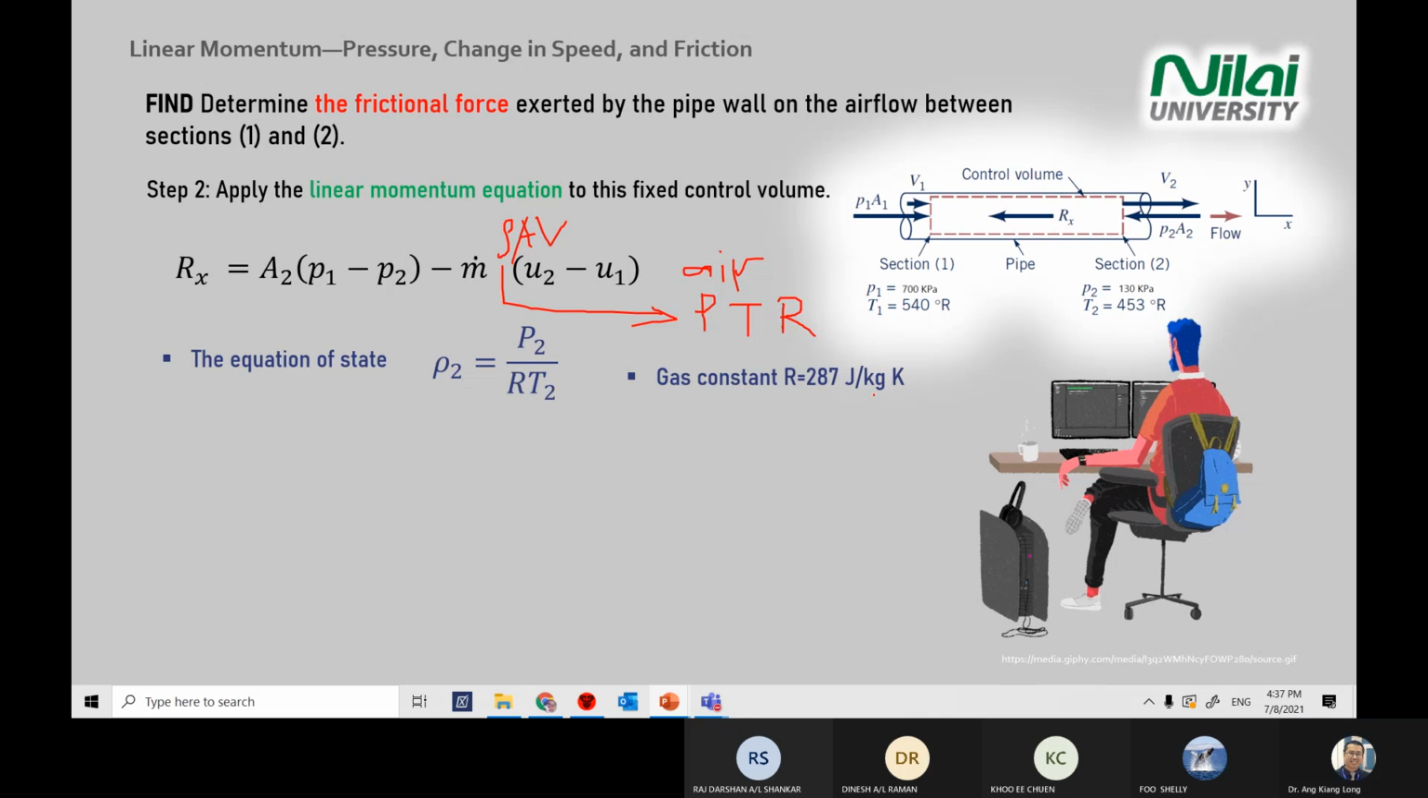From what you learned in thermodynamics, you have the ideal gas equation here: rho equals P divided by R times T. Rho equals the pressure divided by the gas constant times the temperature. So from the pressure, temperature, and gas constant, you manage to find your density. This is something that you need to recall from your thermodynamics.